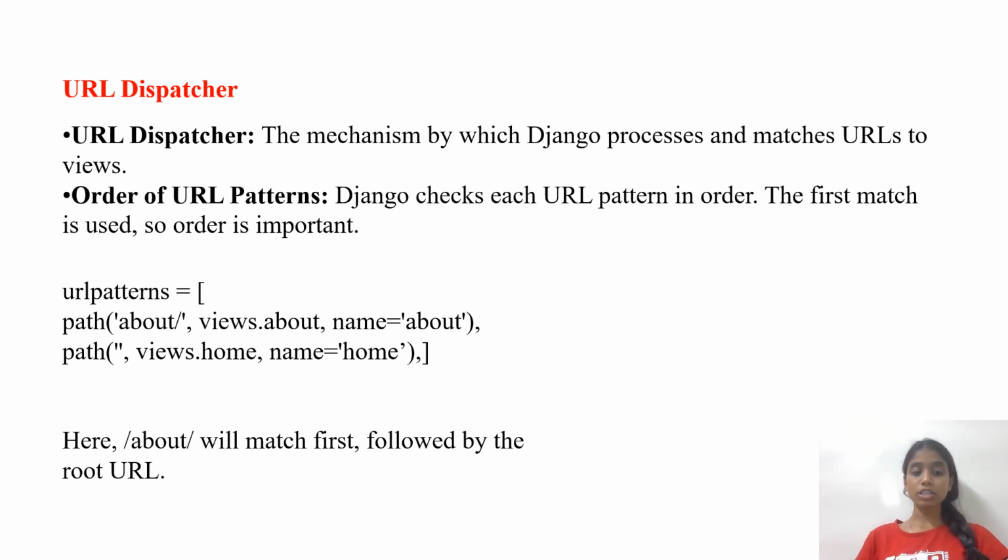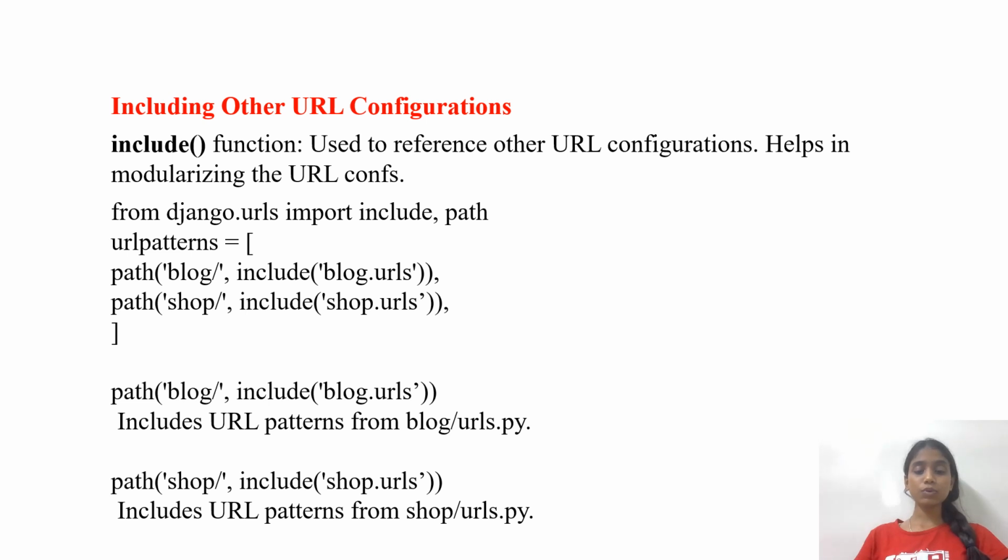Here, as I already explained in the previous slide, it will first match and then be followed by the root URL, including other URL functions configurations. The include function is nothing but used to reference other URL configuration, which helps in modularizing the URL configurations.